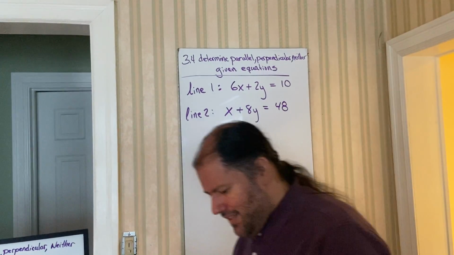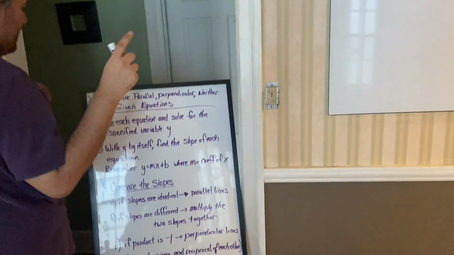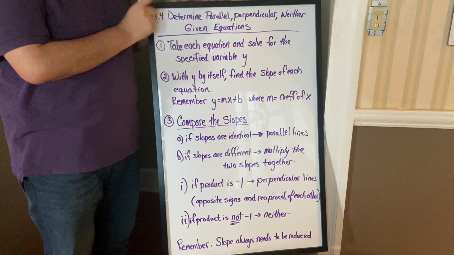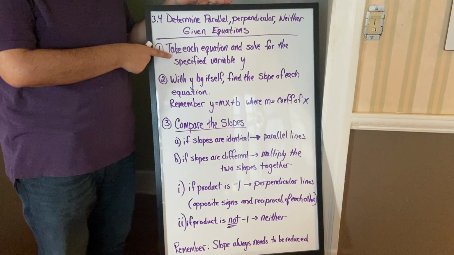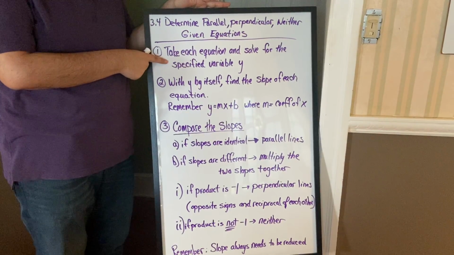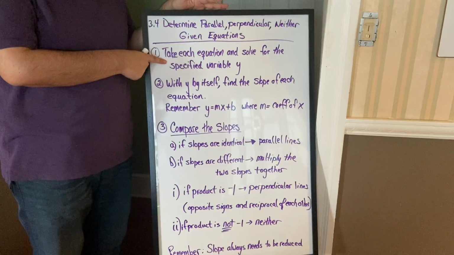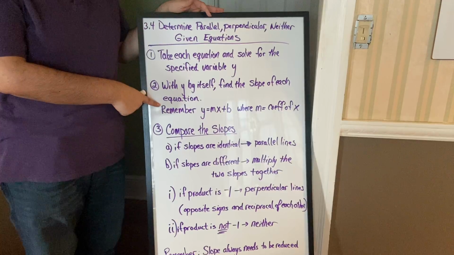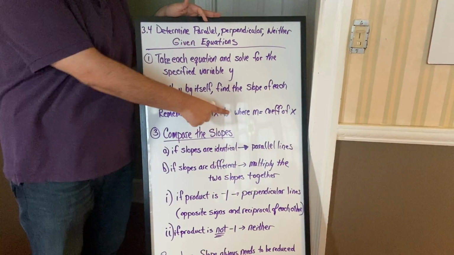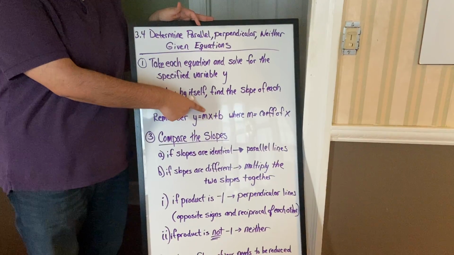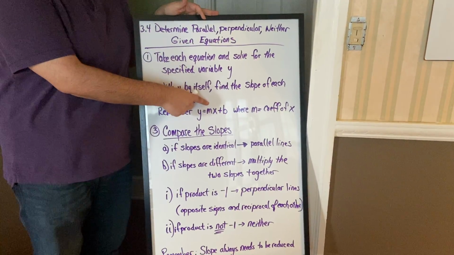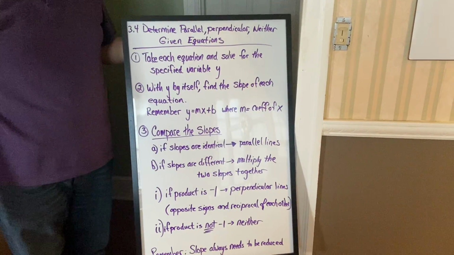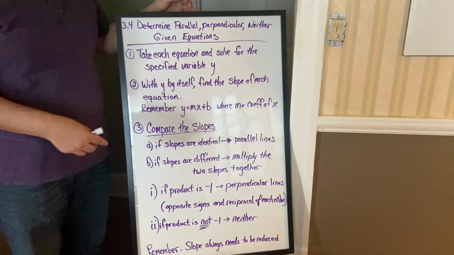So if you forgot, or you need to look at the steps of how I do this, let's take a look. Determine parallel, perpendicular, and neither, given an equation. You're going to take each equation and you have to get the y by itself. Remember, solve for the specified variable y. Because when you have y by itself, step 2 says you can find the slope of each equation by just remembering y equals mx plus b. See how y is by itself? Then whatever the coefficient of x is, remember m is slope. So all we need to do is get y by itself, find the coefficient of x, and that's your slope.